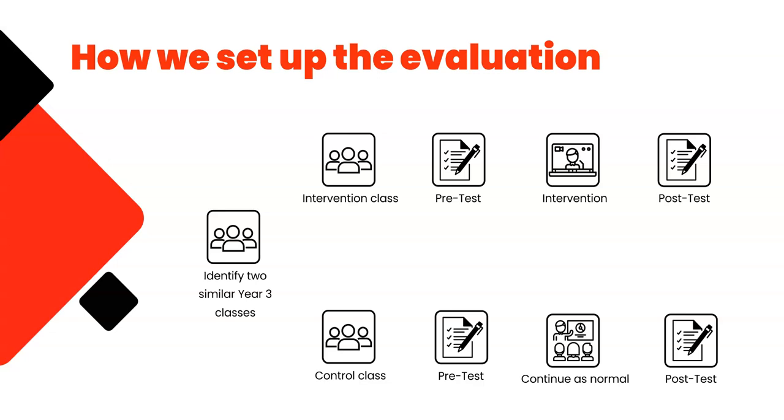And then both groups will complete the post-assessment task, which is the same as the pre, at the end of the 6 weeks. If the intervention proves that it's positive when you download the impact report, you can then open this up to your control class.